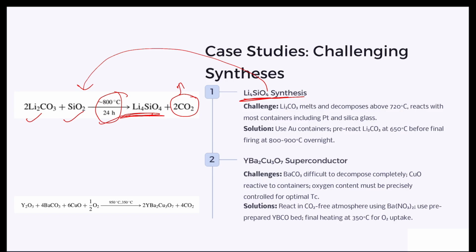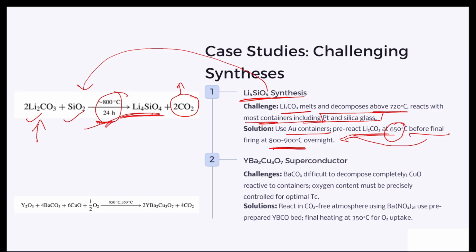The main challenge is that the Li2CO3, the starting material, melts and starts to decompose at 720 degrees Celsius, and it is highly reactive with the reaction container, platinum or silica glass. To mitigate this limitation, we are using a copper container, and we are going to preheat the lithium carbonate at 630 degrees Celsius so that it doesn't react with the metal container, and then we process it with prolonged overnight heating, for 24 hours. So we first preheat to partially complete the reaction and then keep it overnight.